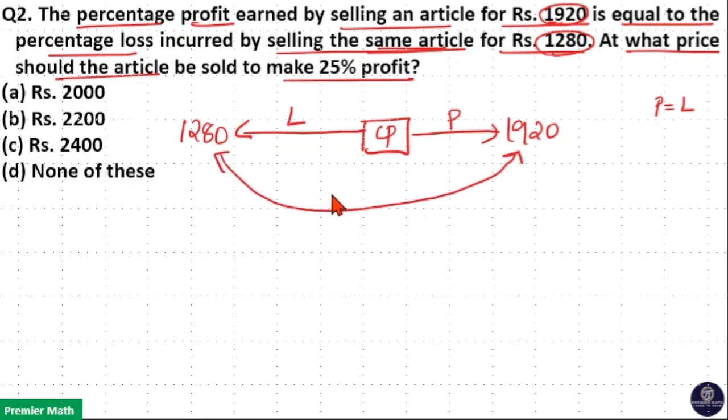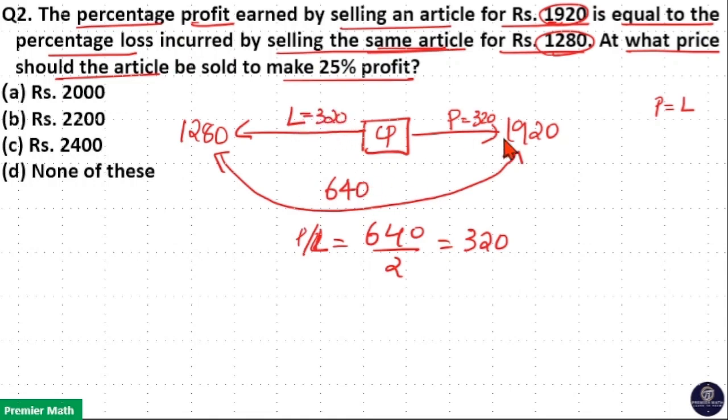1920 minus 1280 is 640. Here profit plus loss is equal to 640. Then profit is same as loss, so profit or loss is equal to 640 divided by 2, which is equal to 320. That means here profit is equal to 320 and loss is equal to 320. So here 1920 minus 320 is the cost price, that is 1600 is the cost price.